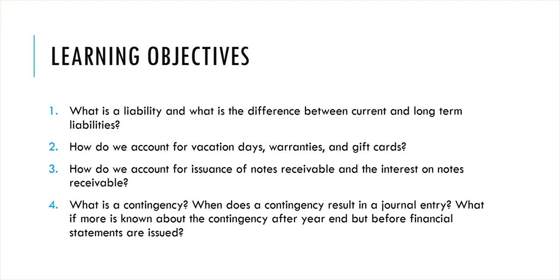So when you have a contingency that can create a liability, what do you do? And then what if more information becomes known toward the end before your financials are issued? What do you do? These are the 4 major learning objectives.